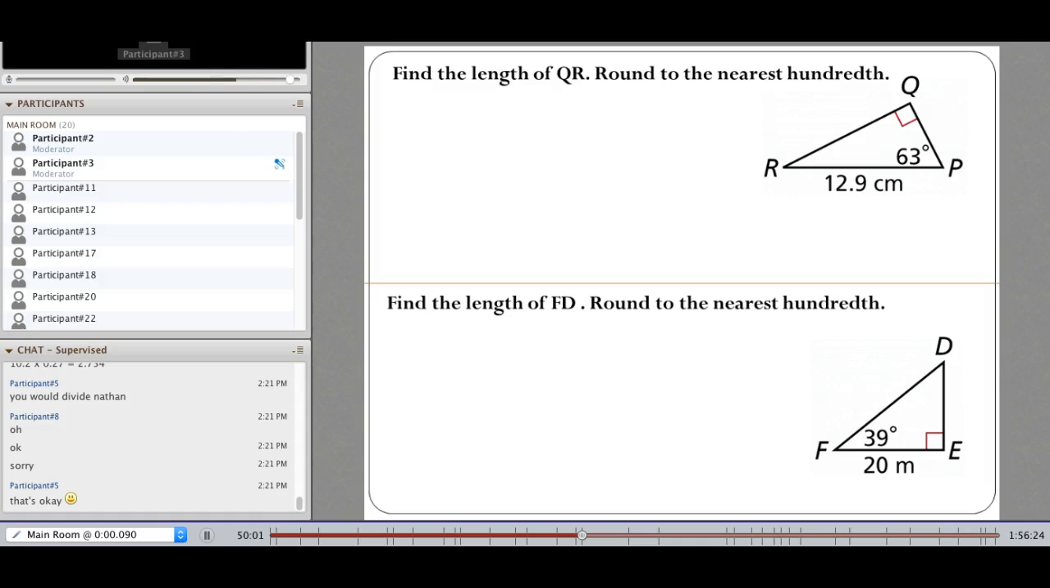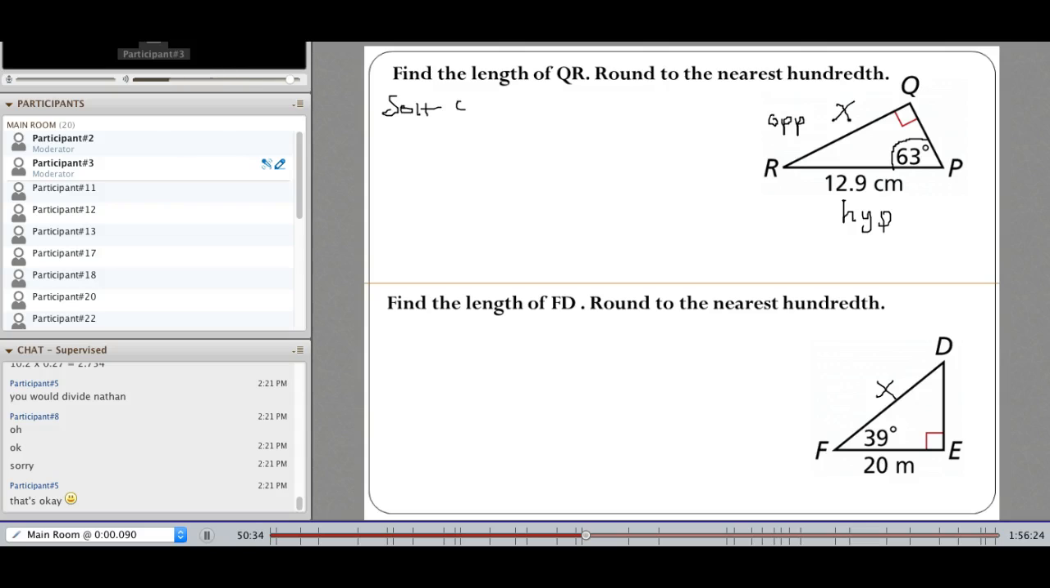Find the length of QR, round to the nearest hundredth. Okay, we're looking for QR. Find the length of FD, and this one we're looking for FD. We have angle P. This is the opposite side. This is the adjacent side. No, I'm sorry, this is the hypotenuse. My bad. It's the side directly opposite the right angle, so that is the hypotenuse. So we're looking for the opposite side, and we have the hypotenuse in that one.